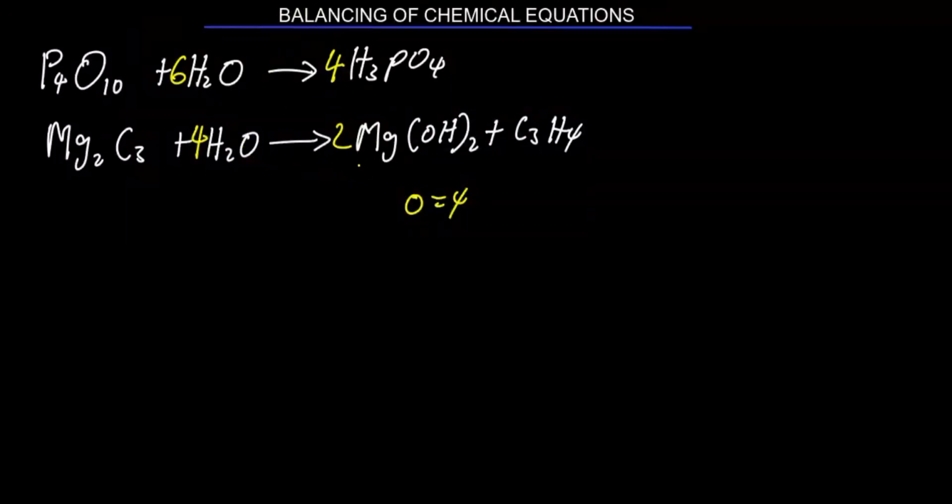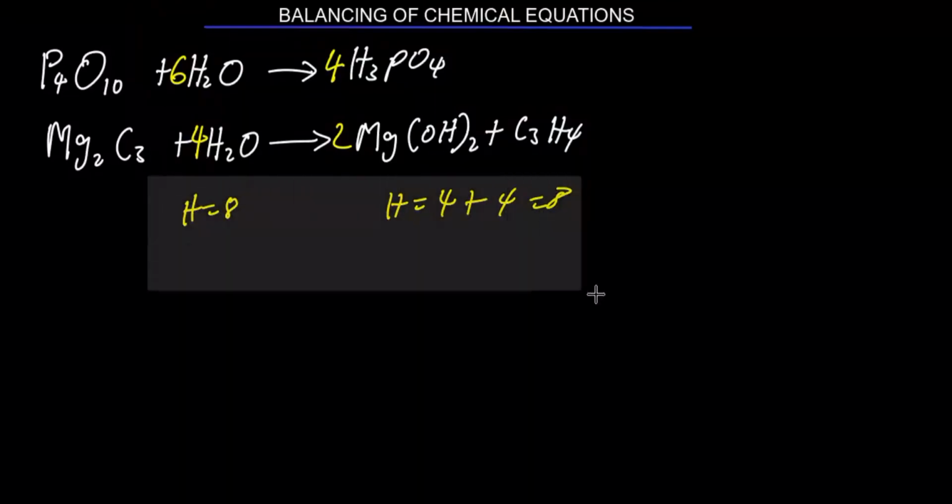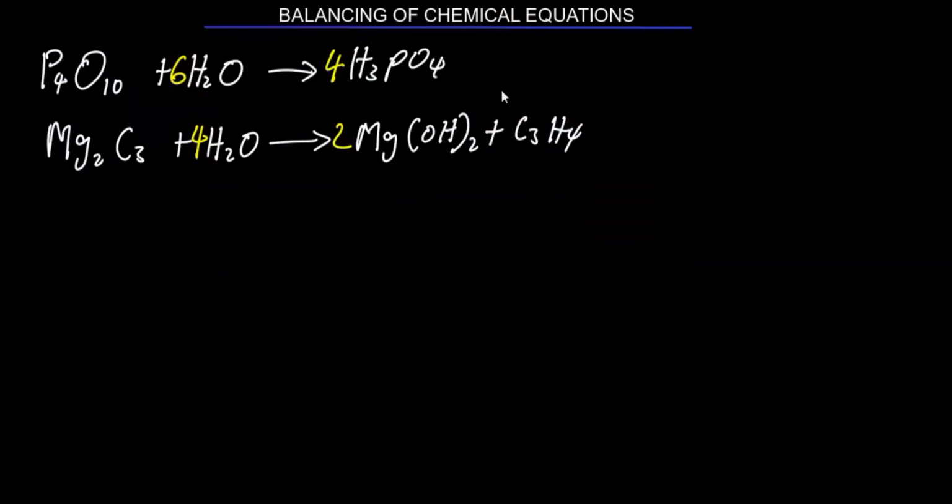Then lastly, let's balance hydrogen. Hydrogen is 8 here. 2 times 2 is 4, plus another 4, equal to 8. You can see hydrogen is balanced by itself. So follow that procedure: any atom that occurs once on both sides, balance it first before you balance those that occur multiple times. As we move further, I'll be solving more complex problems.